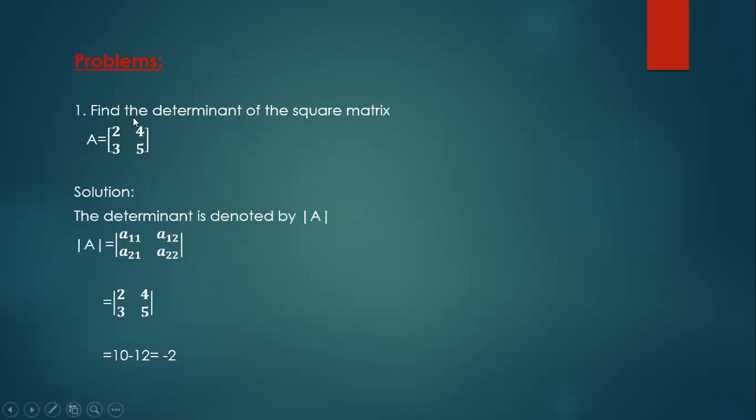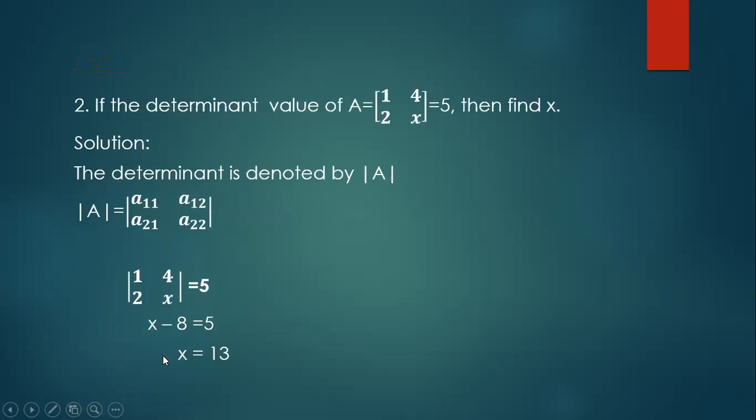Some problems. Find the determinant of the square matrix A equal to 2, 4, 3, 5. Solution. The determinant of A is denoted by determinant A. We take this matrix, we multiply 2 into 5, 10, minus 3 into 4, we get the answer minus 2.